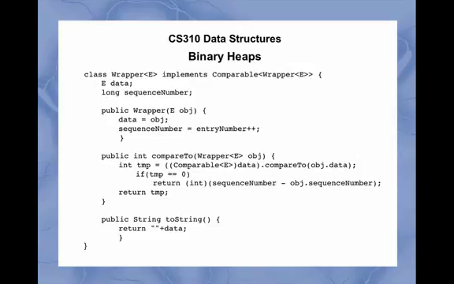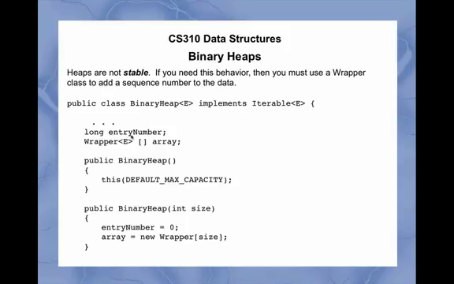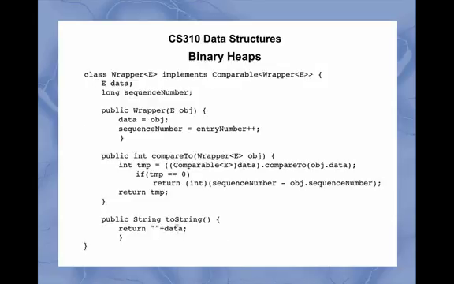Then in the constructor, we increment our entry number, which was the class level variable used here, entry number set to 0 to start with initially. And then every time there's a new insertion, this is incremented. And so we have here the sequence number, the order in which each element is inserted. Thus, the sooner an element is inserted, the lower its sequence number will be.